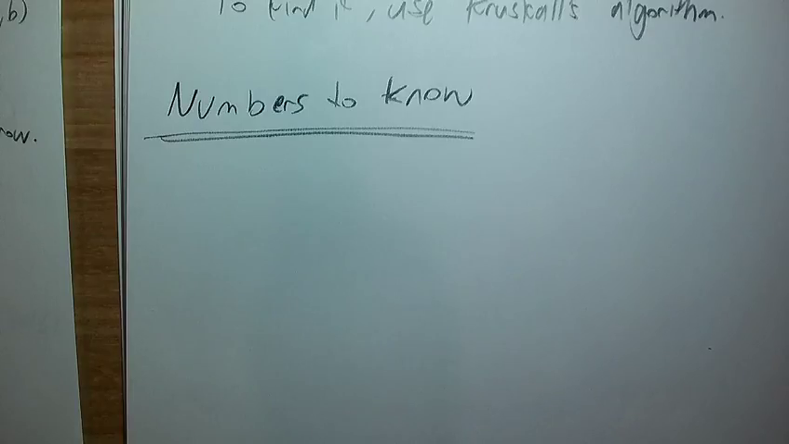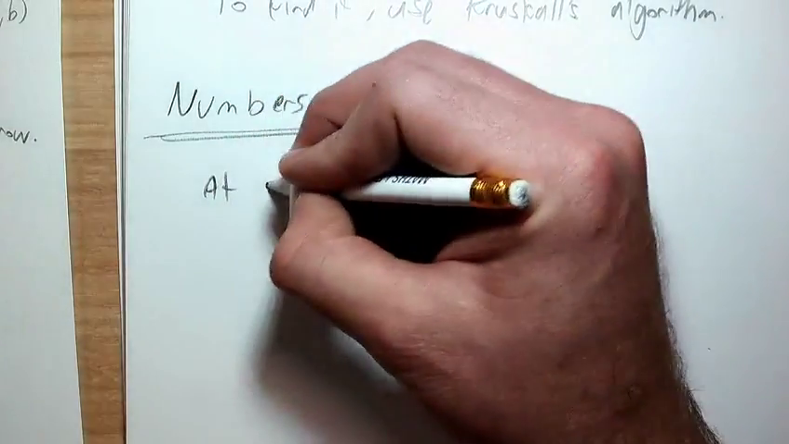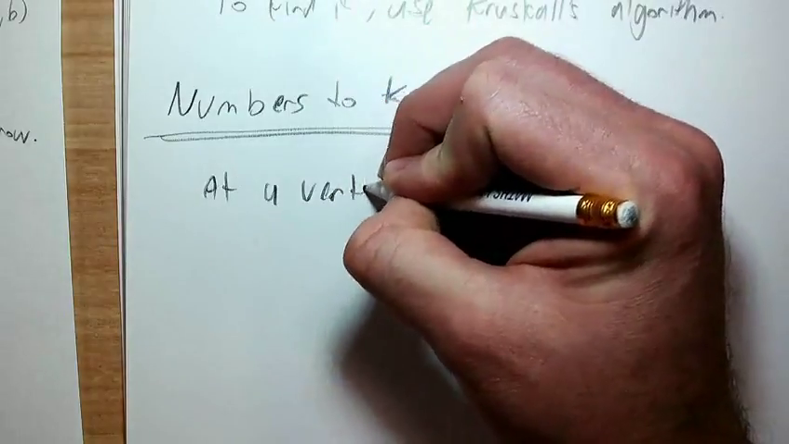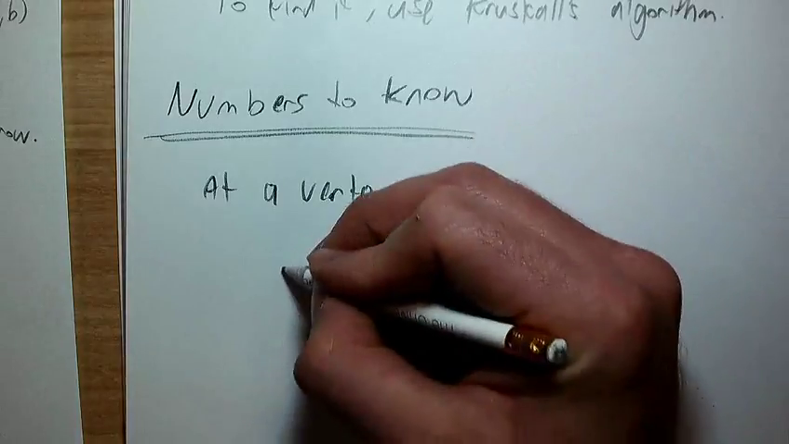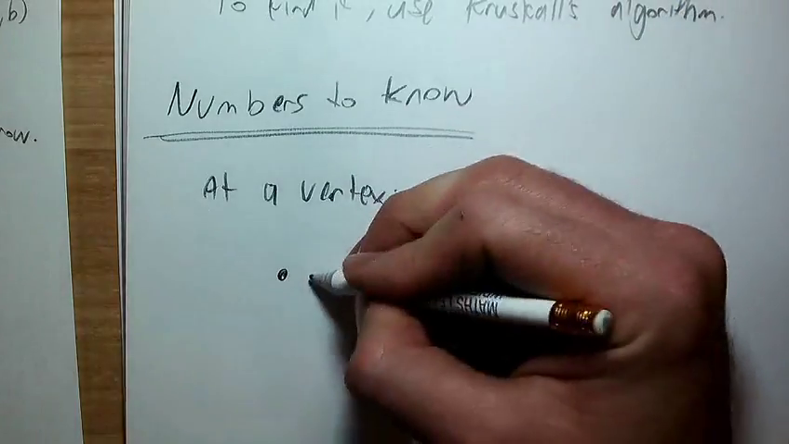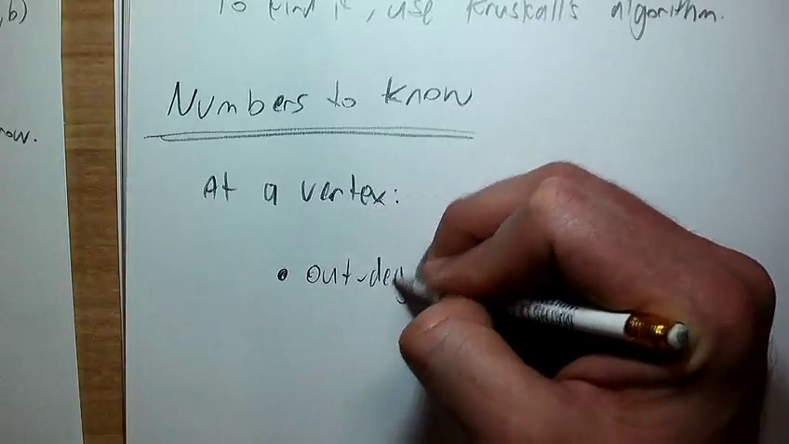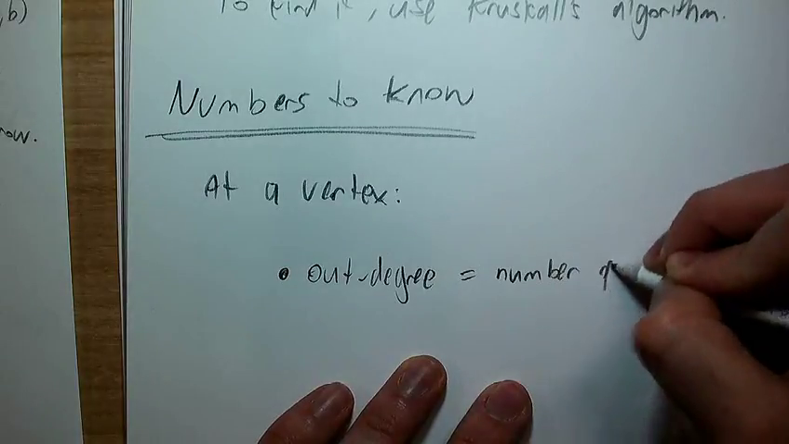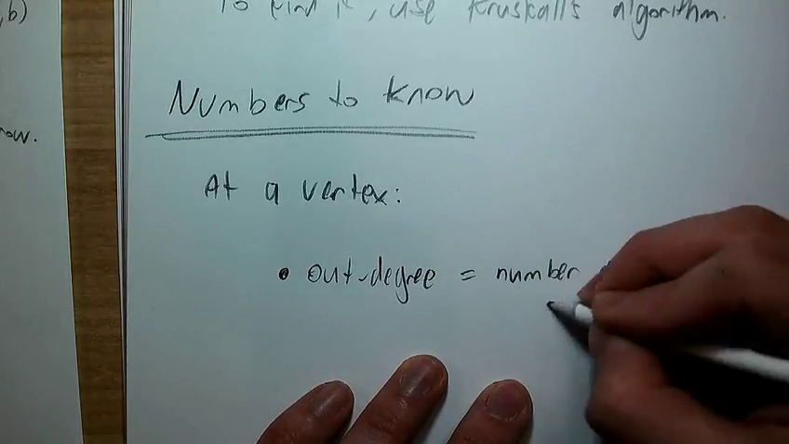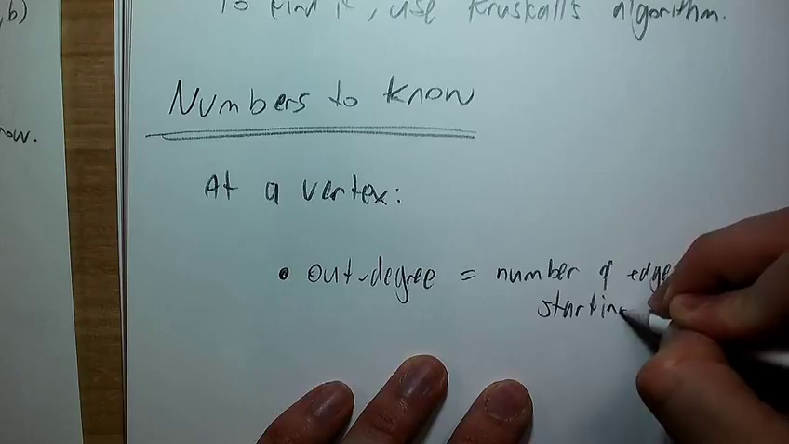And there are any number of things that we could count. So let's see what things we can count. Just at a particular vertex, we can count what's going on at that vertex. At a vertex, the out degree is the number of edges starting here.